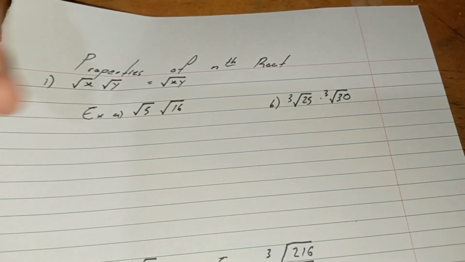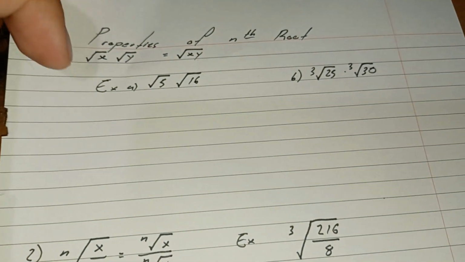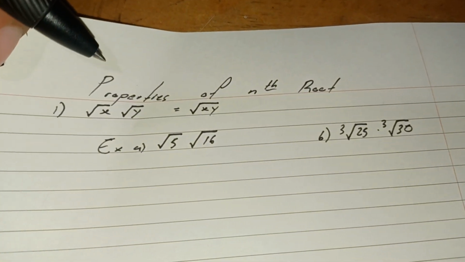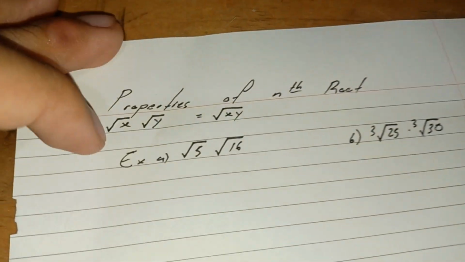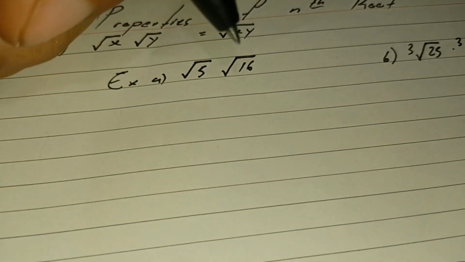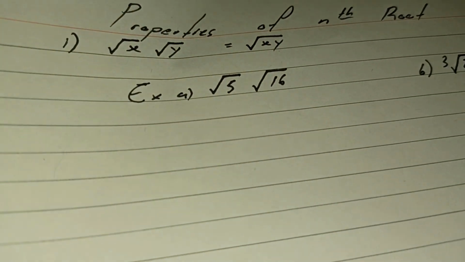Alright, so today I want to go over the properties of the nth root. We have number one, the square root of x times the square root of y is equal to the square root of x times y. We have an example right here. Example A, the square root of 5 times the square root of 16. So what is that equal to?